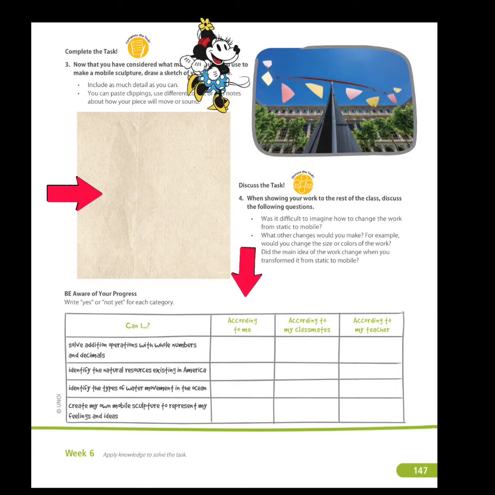We have to do a mobile, but in exercise number 3, you are going to describe all the materials that you are going to use, and then draw a picture of your mobile. Finally, answer the question to see if you learned all the things that we read during this week.